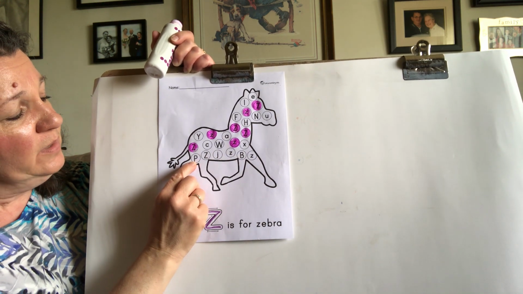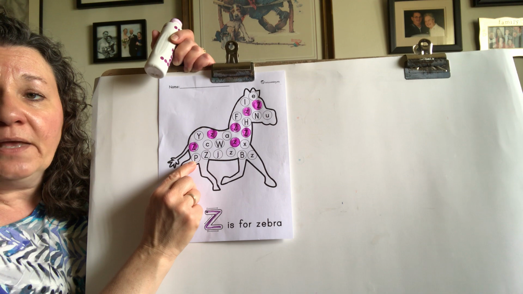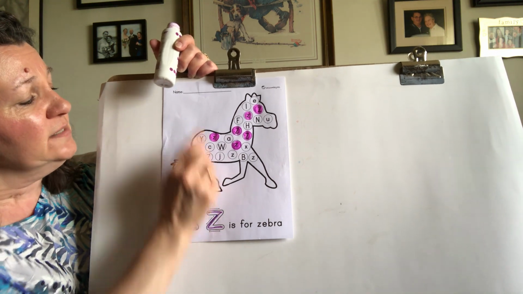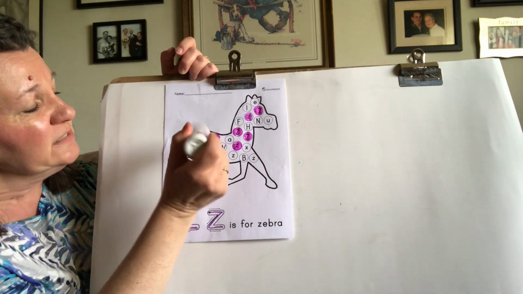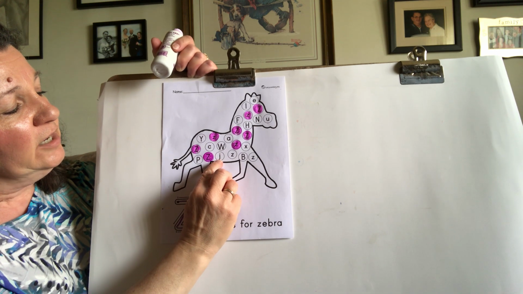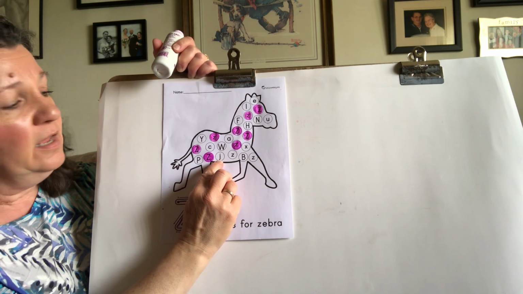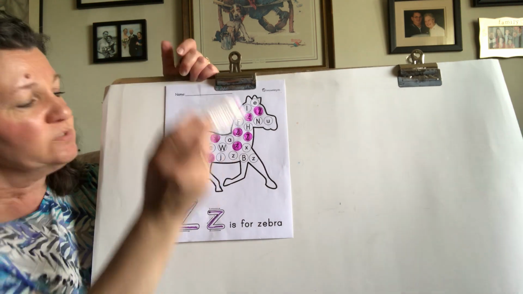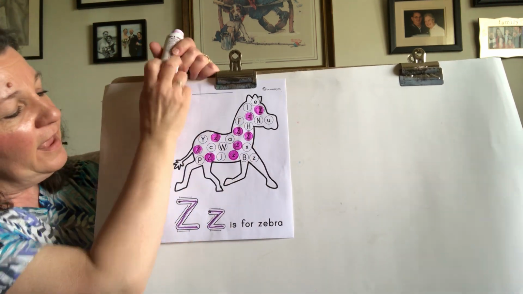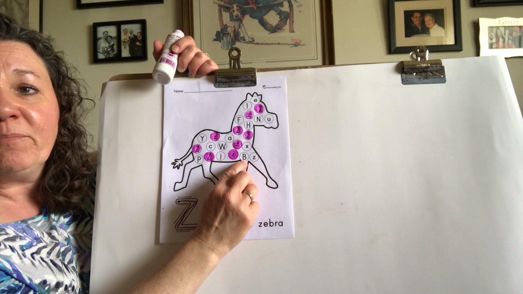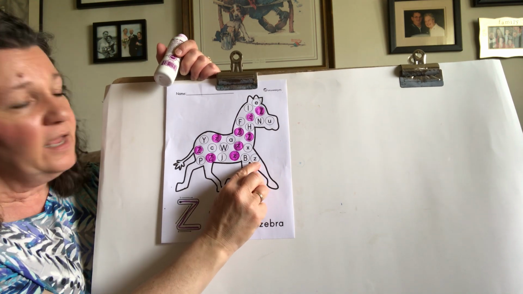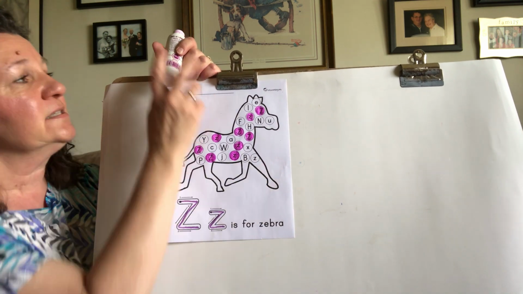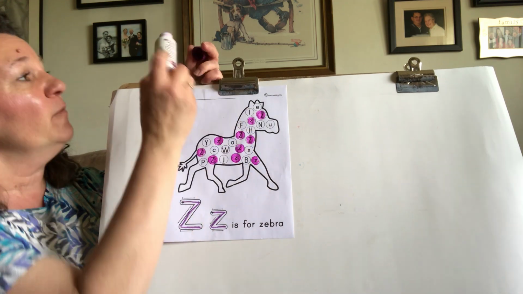Okay, come down to the bottom. What letter is this one? Capital P. Should we mark that? No, and this one is a capital Z. Let's mark that one. And here we have a J. And here's a lowercase Z. Let's mark this one. And what letter is that? That's a capital B. Should we mark it? And this last one, what letter is that? That's a lowercase Z. Okay, let's put a mark on that one.